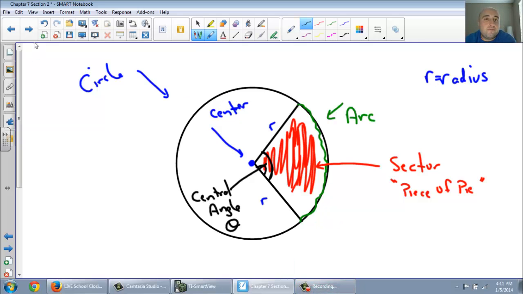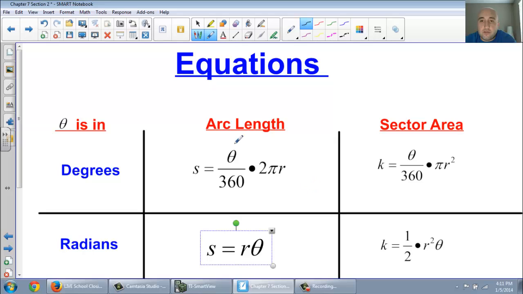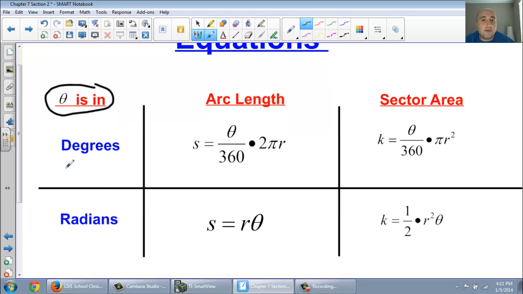Okay, so we have some formulas here, some equations. Now this looks very difficult to understand. It's really not. Theta over here can be in two different types of measures. We have degrees and we have radians. If your theta is in degrees, you use these top two equations. If your theta is in radians, you use the bottom two equations.